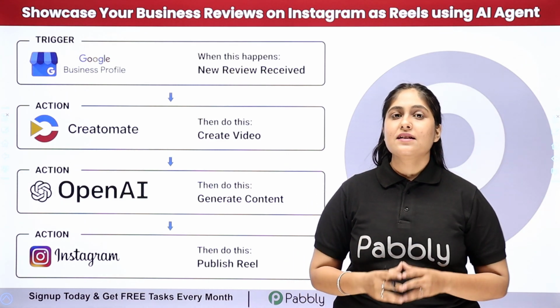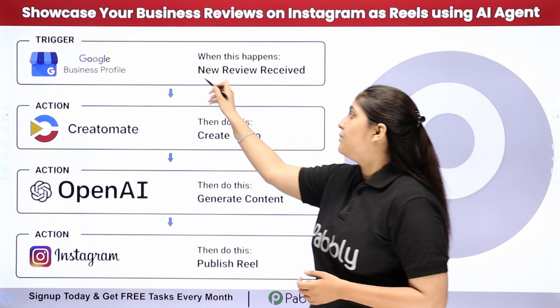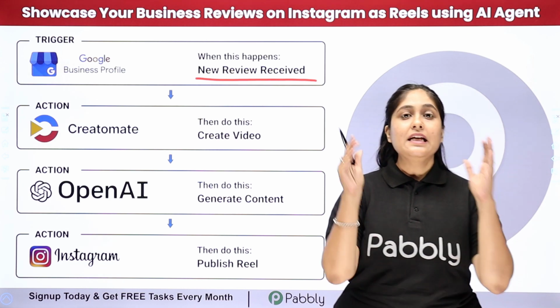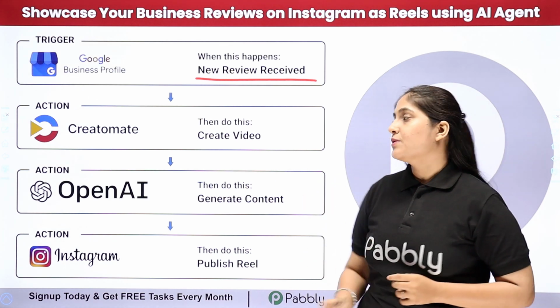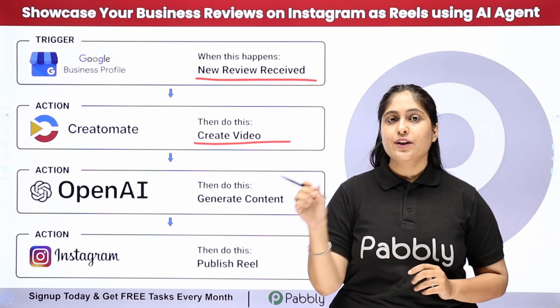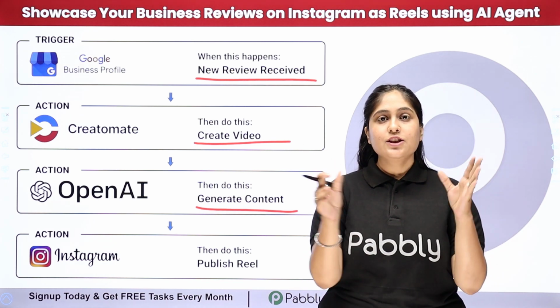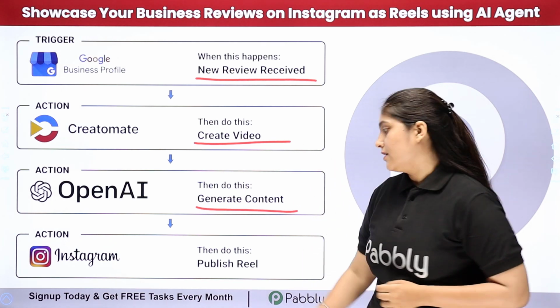So as the owner of a business, my objective is that whenever I receive a 5-star review here on my Google business profile, then automatically it should create a video for the same using Creator Meet. And after creating the video, it should generate a caption for that video through OpenAI. And after generating the caption, automatically that should be shared as a new reel on my Instagram account.